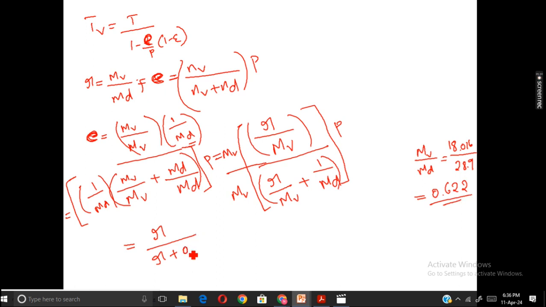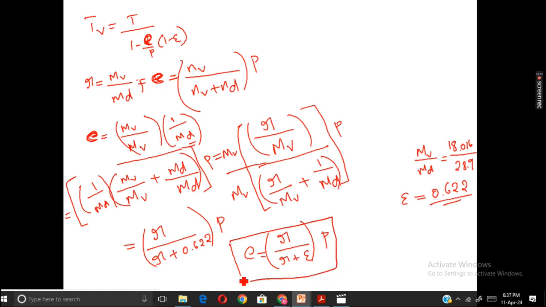So it is 0.622 R by R plus 0.622, or epsilon. So this is basically epsilon into P. That is the relation between E and R. E is equal to R by R plus epsilon into P.